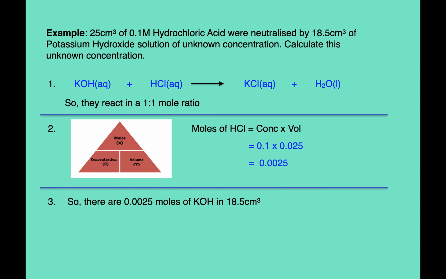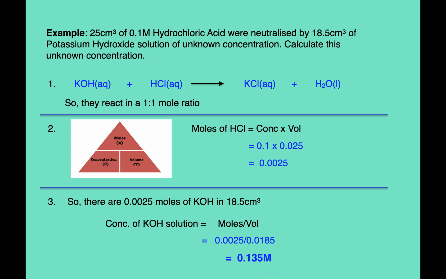If there's 0.0025 moles of HCl, then there must be 0.0025 moles of KOH in that solution because it's a 1 to 1 mole ratio. So we've got 0.0025 moles of potassium hydroxide in 18.5. If we've got a number of moles and we've got a volume, we can work out a concentration. Moles divided by volume. There are the numbers. 0.0185 is 18.5 centimeter cubed divided by 1,000, isn't it? There's the final concentration.